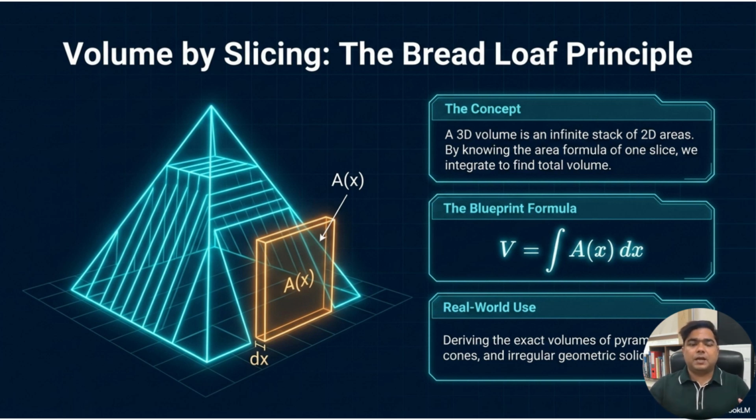This method is very powerful because the slices do not always need to be circles. They can be squares, triangles, semicircles, or any other shape. The only requirement is that we must know the area formula for the cross section. For example, to find the volume of a pyramid, each slice may be a square. To find the volume of a cone, each slice may be a circle. To find irregular solids, each slice may have a different area. So the core idea is three-dimensional volume can be calculated by stacking infinitely many two-dimensional areas.